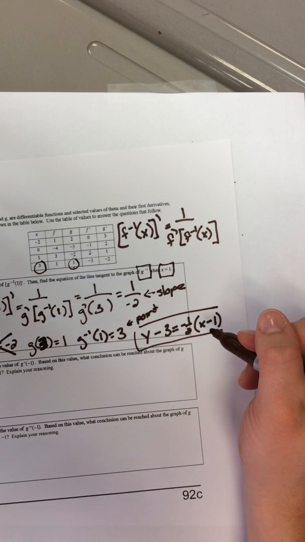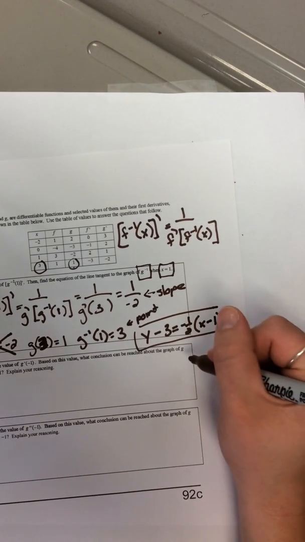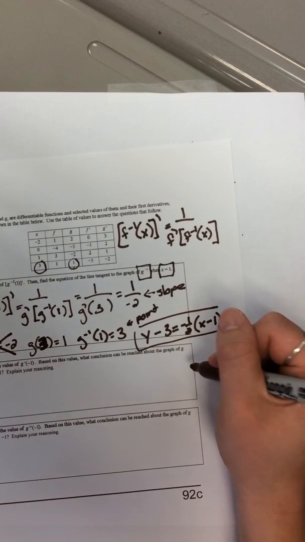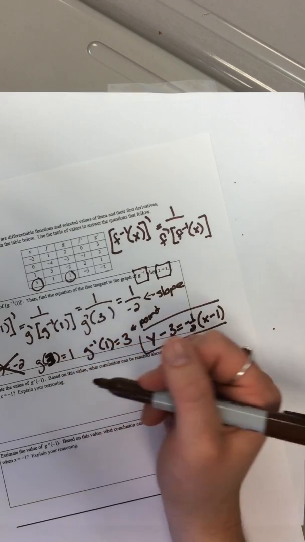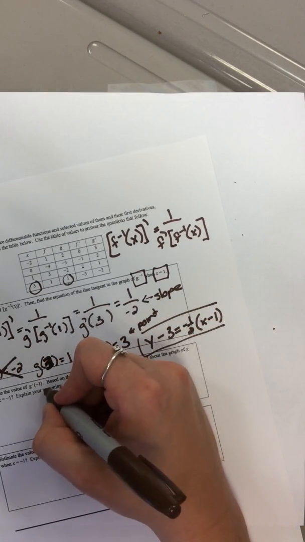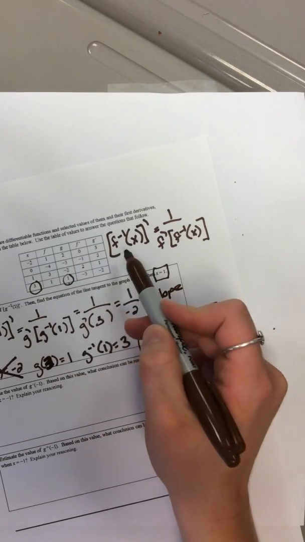It says estimate the value of g prime of negative 1. Based on this value, what conclusion can be reached about the graph of g when x equals negative 1? Okay, so I'm estimating g prime of negative 1. So this isn't anything crazy. This isn't asking about inverses. It's just saying g prime of negative 1. If I go up here, g prime, oh look, negative 1's not on here.